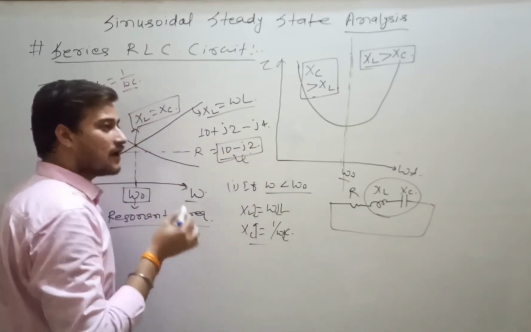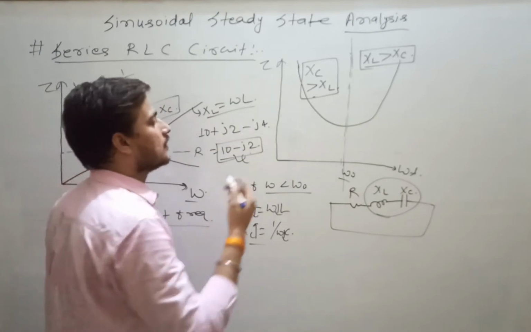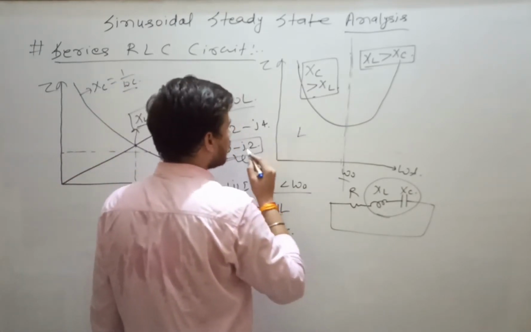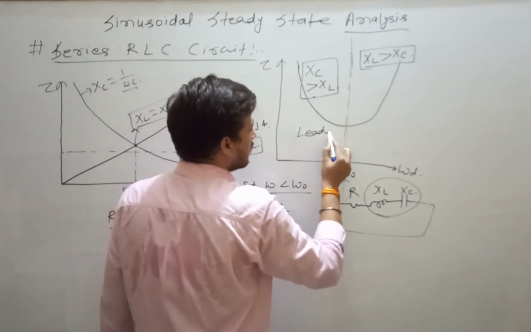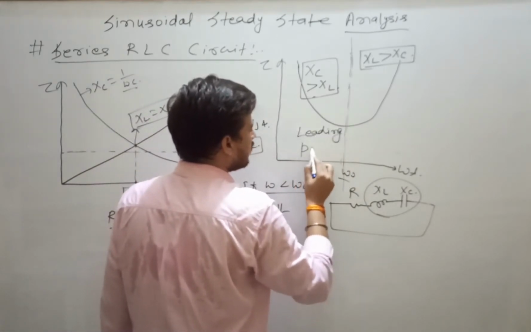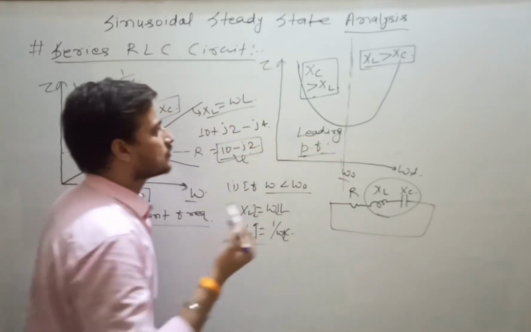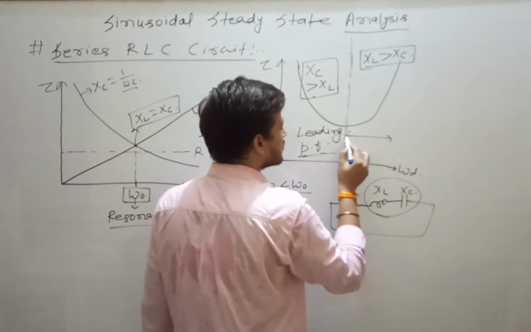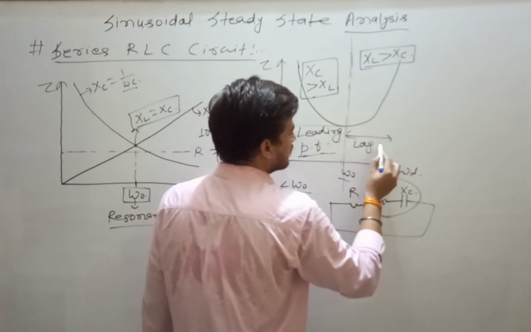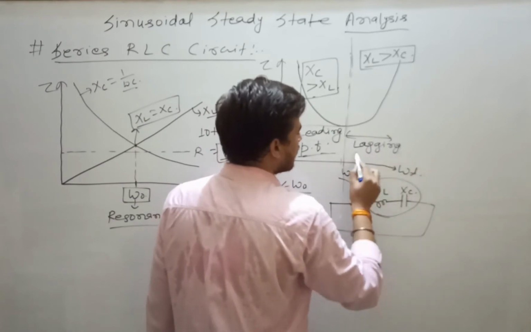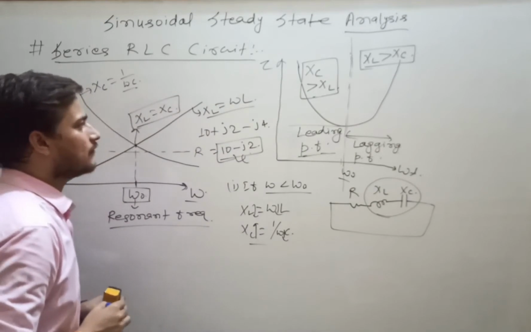So RC circuit means what? RC circuit means the current will be leading. Current will be leading means you can say leading power factor. Here the power factor will be leading. Similarly, here inductive reactance is dominating. That means here it will be lagging power factor. Clear? Here it will be lagging power factor.